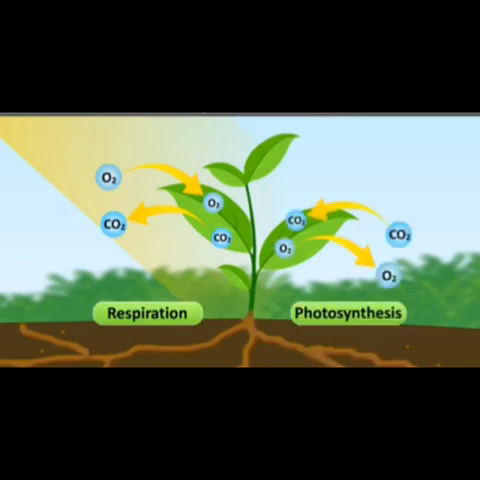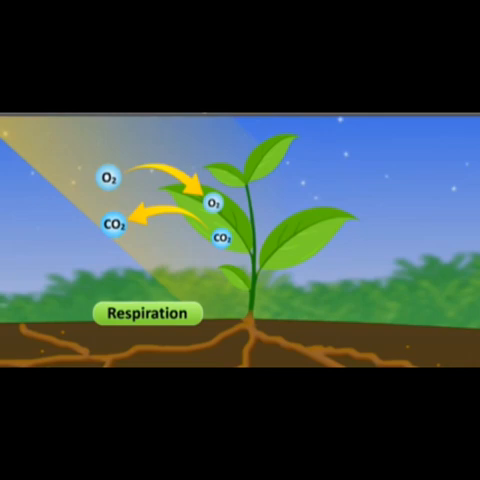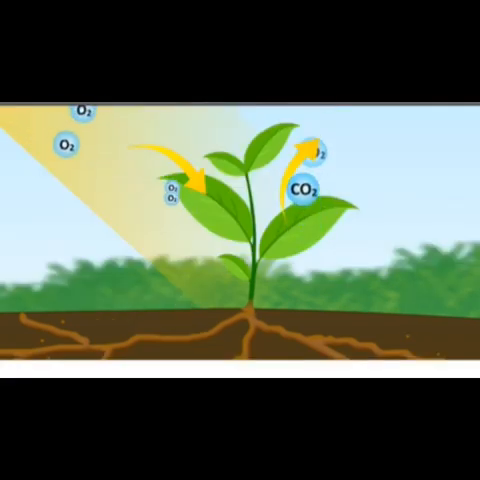During day, both respiration and photosynthesis are taking place in a plant. Oxygen formed as a product of photosynthesis is used by plants for its respiration. But the case is different at night. During night, only respiration is taking place. That is, at night, the plant is taking oxygen and giving out carbon dioxide.